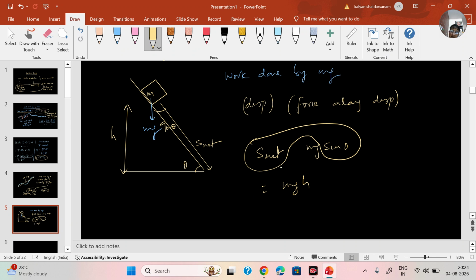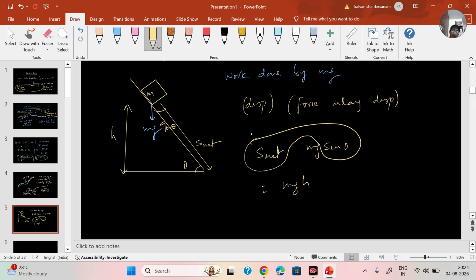This is a slightly longer route. What is the other way? What did I do here? F dot S only I did. Why did I do F dot S? Because F is a constant force, mg in this case, and I am doing dot product with displacement. So you must take the force, you must take the displacement and multiply by cos of angle between them. That is dot product. So mg into S net into cos of 90 minus theta, which is mg S net sin theta. But S net sin theta is h, so I wrote mgh.